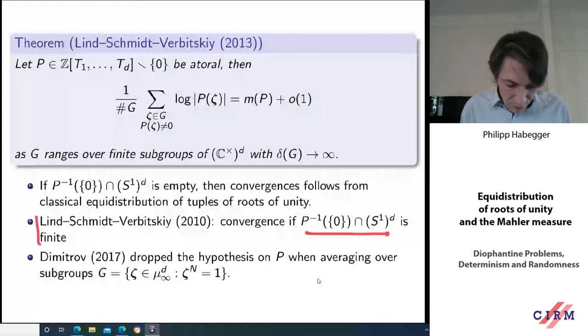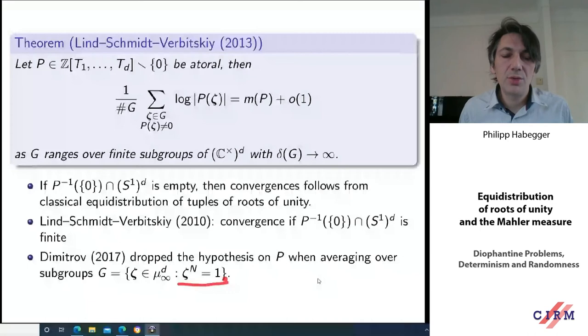And finally, Dimitrov, in his PhD thesis, 2017, dropped the hypothesis on P, so there's no atoral hypothesis, but he allowed only subgroups of this type, so the n-torsion groups of the roots of unity.